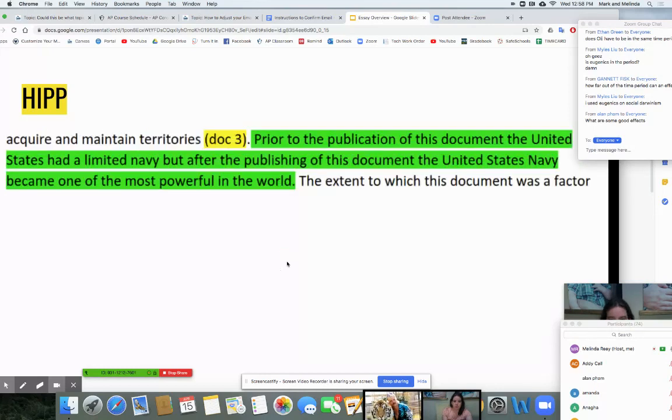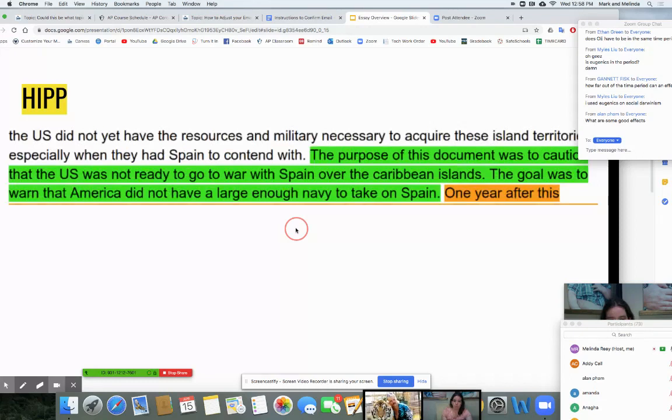If you notice on this one, again, minimum of 2 sentences long. So prior to the publication, you had to have it 2 sentences. And then also, this isn't just a good argument. We had a smaller navy before. You would have to expand on that to be able to get the good HIP analysis point.